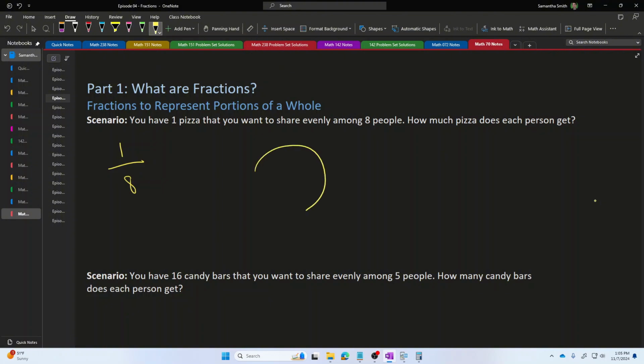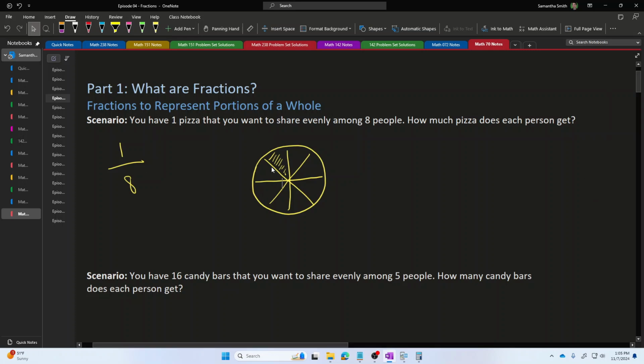So I take my one whole pizza, get my pizza cutter out, and cut it up into 8 pieces, and each individual person is going to get one piece out of that 8. This one piece out of 8, this one pizza being divided among 8 people, is a fraction. A fraction, 1 over 8, a small portion of this pizza. This is what fractions represent: portions of a whole object.